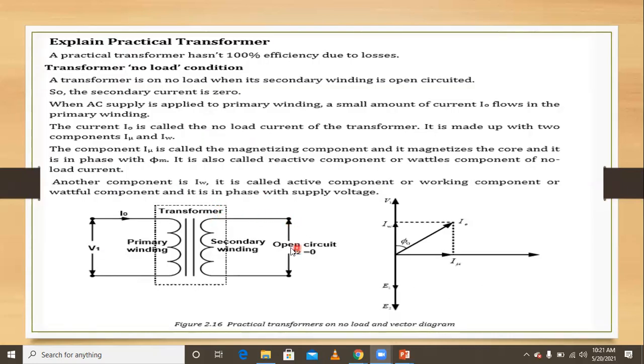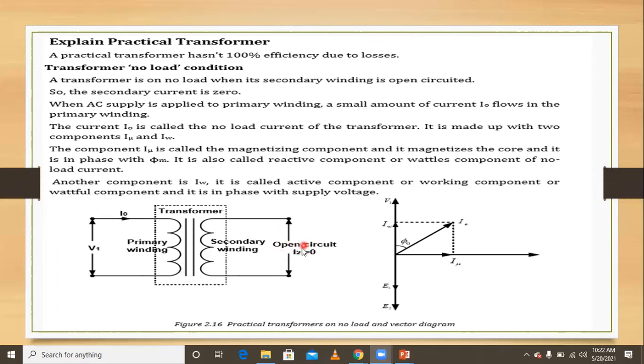That means it is open circuited. There is no connected load. Load is not connected to the transformer secondary winding. That's called the switch is open, so it is open circuited. Under open circuit condition, the voltage becomes 0 and the current becomes 0. I2 is equal to 0. Under the open circuit condition, the current is 0.